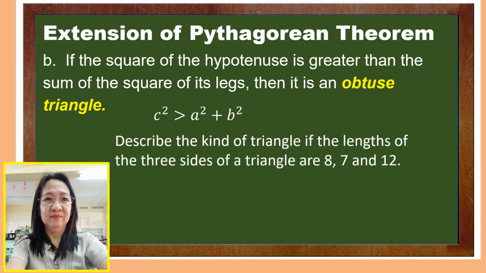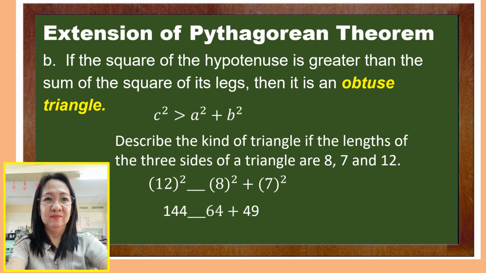Now let us use this problem. Describe the kind of triangle if the lengths of the three sides of a triangle are 8, 7, and 12. Using the formula that we have, let us check the square of c. So we have 12 squared. Is that greater than? Let us put the blank first. Then a is represented as 8 and b is 7. These are the two legs.